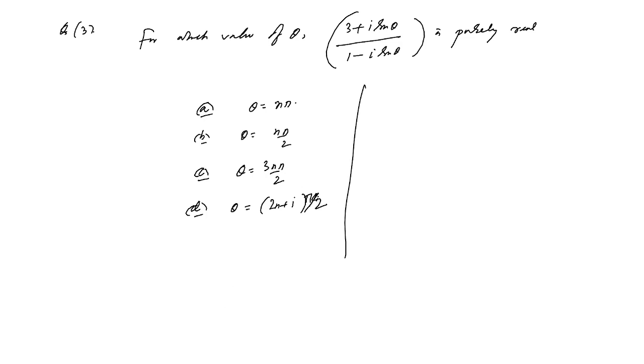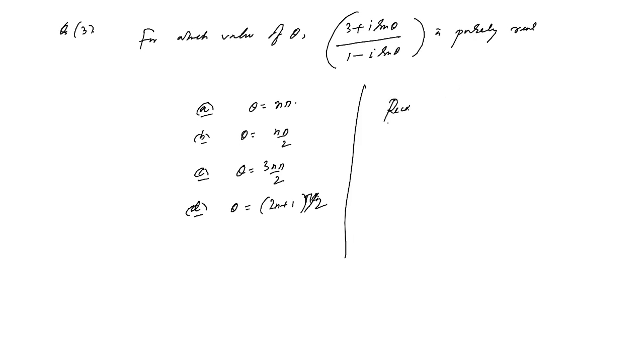So I said it is memory based. Maybe some option may not coincide with the original question paper, but here one option is exactly the right option. So it is given (3 plus i sin theta) by (1 minus i sin theta), that is purely real.